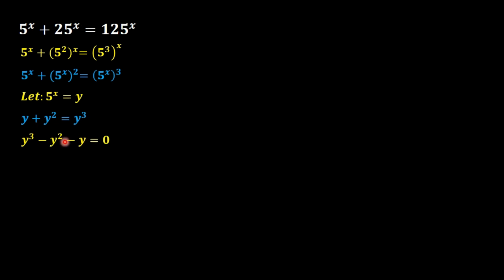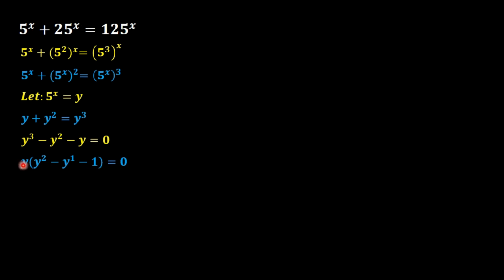As a result, we should get y squared, and this y will move from one side of the equation to the other side and convert into minus y equal to 0. So here we get the new equation after rearranging: y cubed minus y squared minus y equal to 0. Now we should take y common from this entire equation. As a result, we should get y times (y squared minus y minus 1) equal to 0.